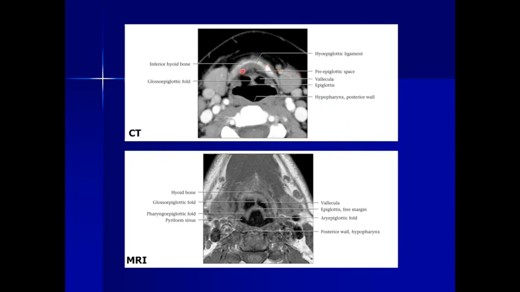So on CT, you can see the hyoid bone and the adjacent anatomy. Here is the vallecula and the piriform sinus and posterior pharyngeal wall of the hypopharynx. As you go more inferiorly on this MRI, you can nicely see the epiglottis and the pharyngoepiglottic fold, which makes contact with the lateral pharyngeal wall, posterior pharyngeal wall here of the hypopharynx, as well as the paired vallecula.